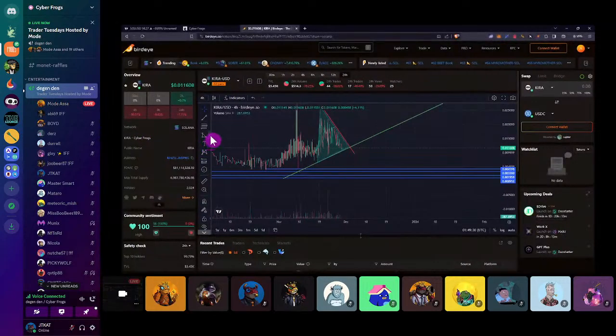I don't know. It's kind of that 50-50. So I either want to see the break and the retest to indicate going down, or I want to see the break and the retest to indicate going up.